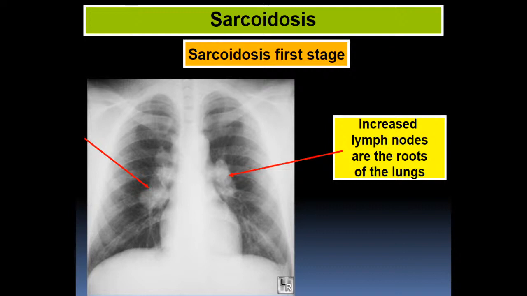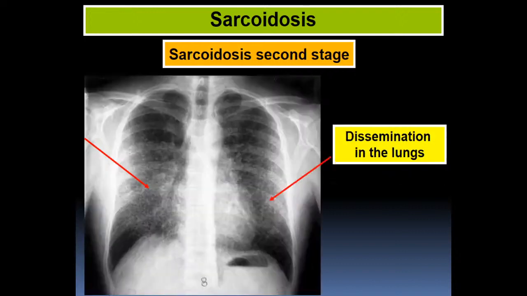For differential diagnosis with disseminated tuberculosis, the next disease is sarcoidosis. On this X-ray, you can see the first stage of sarcoidosis. Increased lymph nodes are at the roots of the lungs. This is the symptom of a butterfly. This stage of sarcoidosis we should differentiate from primary tuberculosis, with tuberculosis of intrathoracic lymph nodes.